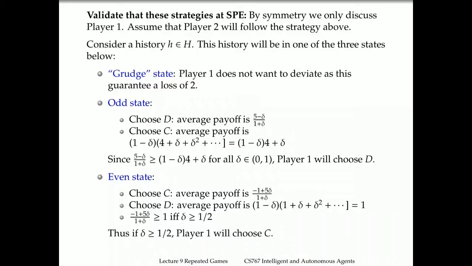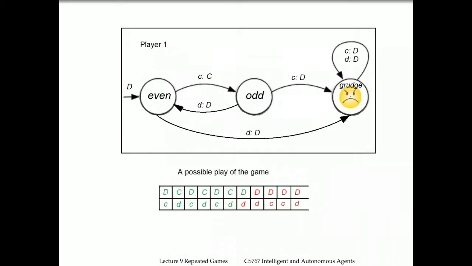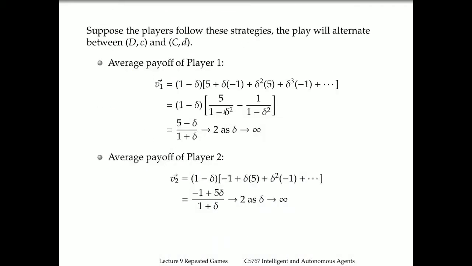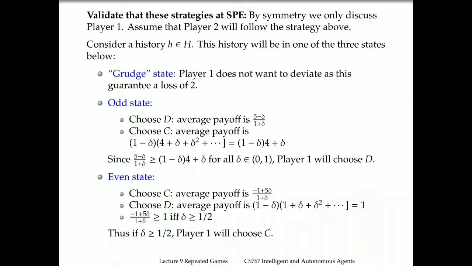If the history is at a garage state, then we can do exactly the same analysis as in the prisoner's dilemma game with the grim trigger strategies before, and you can see that player 1 doesn't have any intention to deviate, as this will obviously lead to a worse average payoff. So what about the other two states? Suppose that the history is at an odd state. According to the definition of the strategy, at any odd state, the player would want to play D. In fact, we have also analyzed in the previous slide that the player playing D would get an average payoff of (5 minus delta) over (1 plus delta).